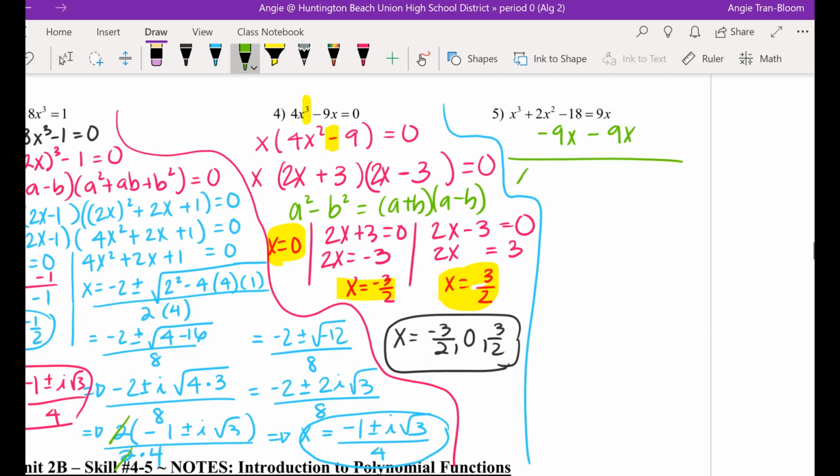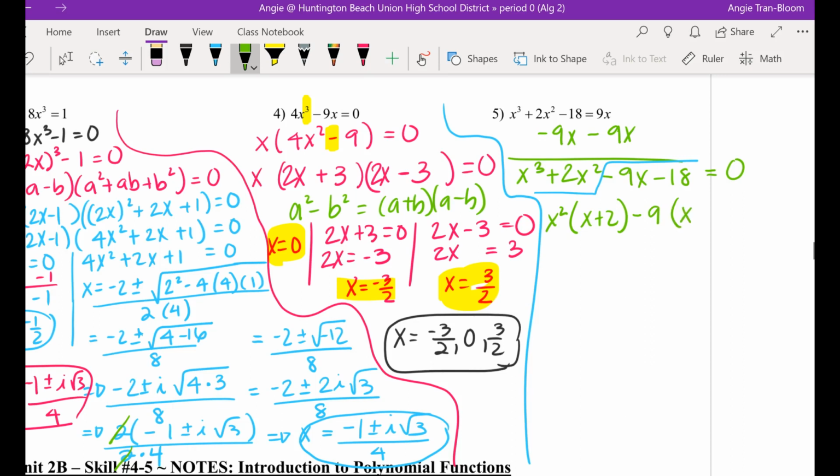Now, when you subtract, put it in order of highest power. So x to the third is the highest power, plus 2x squared is the next highest power, minus 9x, which has a power of 1, minus 18, which has no power of x, equals 0. I have 4 terms, so I might be interested in factoring by what? By grouping. So x to the third plus 2x squared, I have x squared in common. So we'll take out an x squared, and you're left with x plus 2. For negative 9x minus 18, I will take out a negative 9.